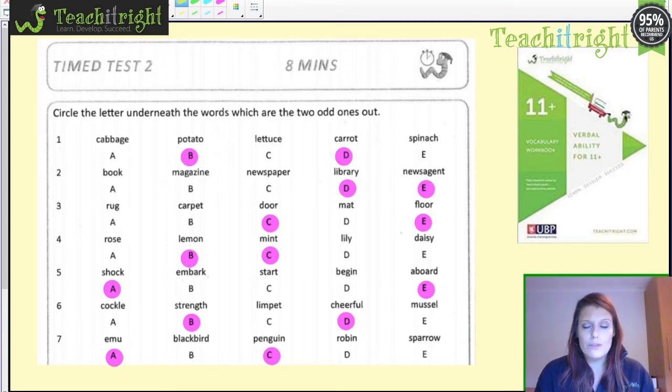Number 3, door and floor are the odd ones out here. A rug, carpet and a mat can all be put on the floor. Number 4, the others are types of flowers, and lemon and mint are fruits and herbs. Number 5, embark, start and begin are all synonyms, whereas shock and bored are unrelated, and they are unrelated to each other as well. But the important thing to recognise was that embark, start and begin are all synonyms of each other.